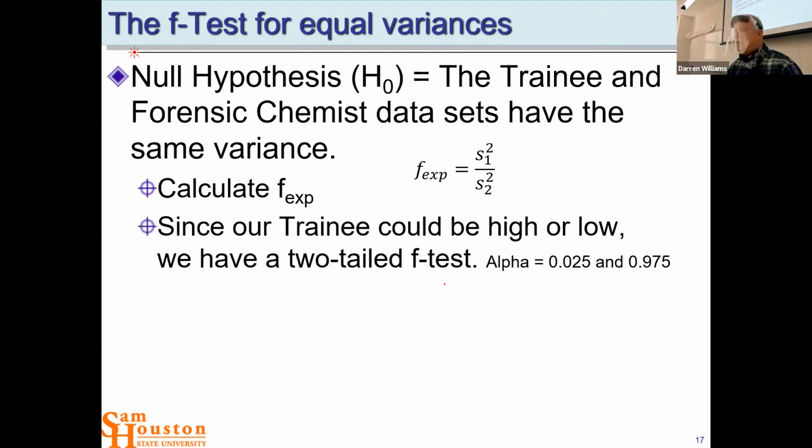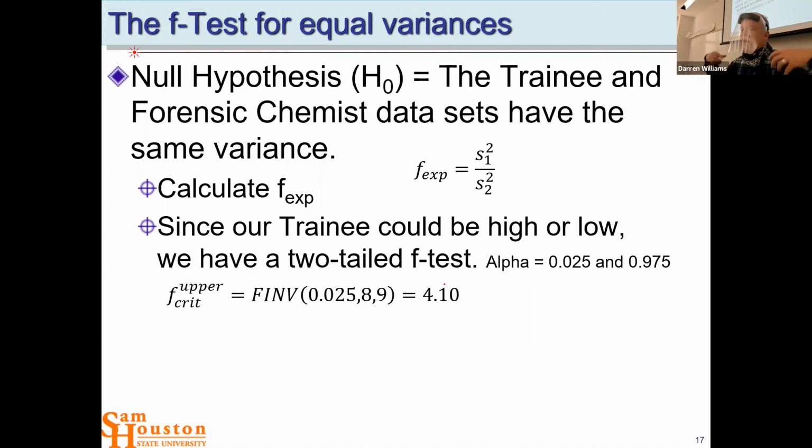And since our trainee could be high or low, we have a two-tailed F test. So once again, our alpha is either 0.025 or 0.975, so it could be low or high. We have an F lower and an F upper. So we need to calculate those. It seems counterintuitive, but the higher F value has the smaller alpha. And you don't have to memorize that or anything.